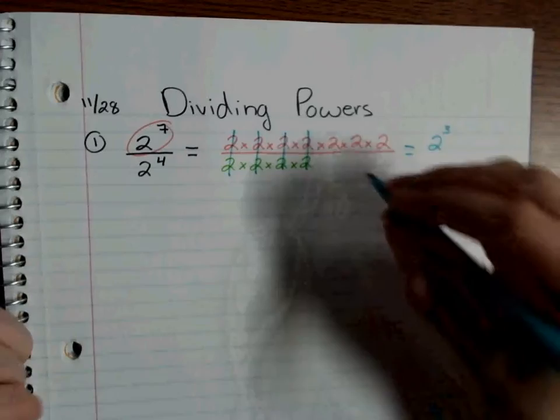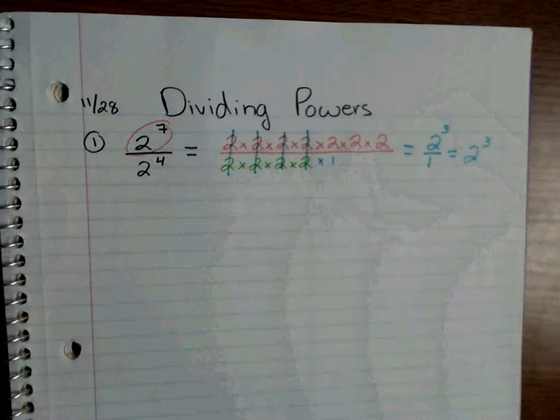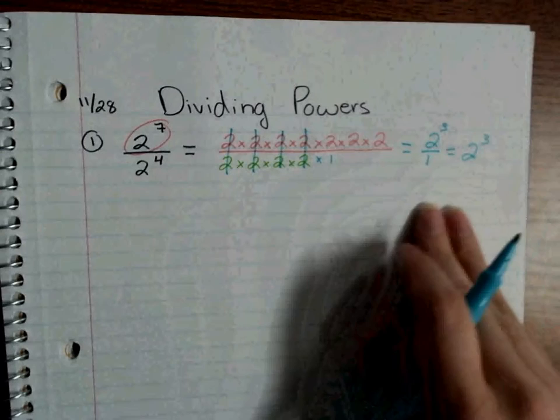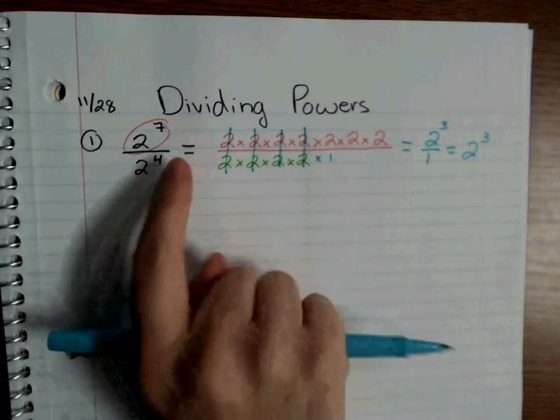So this is 2 to the third over 1, which is just 2 to the third. We're not going to focus on simplifying it all the way yet. I just want you to get the understanding of what's happening. What did I do from here to get to here without having to write all this out? Subtracted. So all we had to do here was, for dividing, if we're dividing powers that have identical bases, we're just going to subtract the exponents. So let's write that rule down.